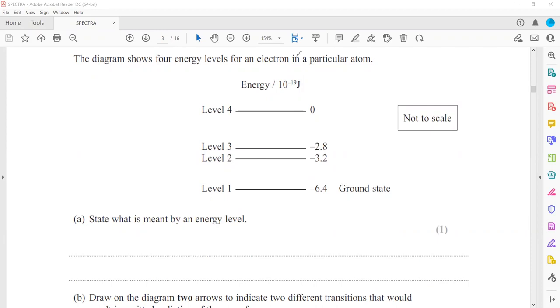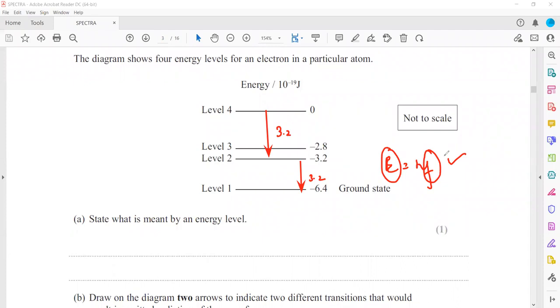So what arrows will we draw? This transition was 3.2 and this transition is also 3.2. When the energy difference is the same, like this transition is 3.2 and this is also 3.2, and we have the formula E equals hf, if the energy is the same, they will emit the same frequency, as h is a constant.